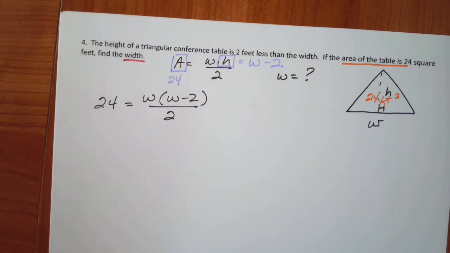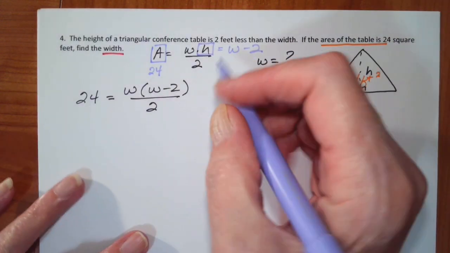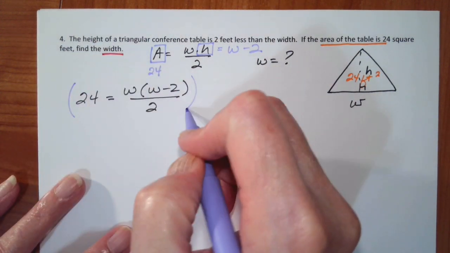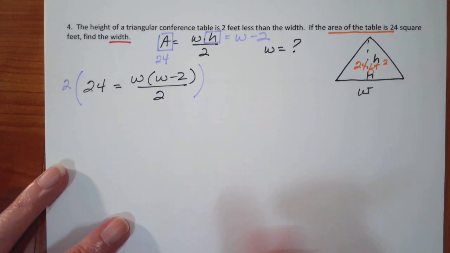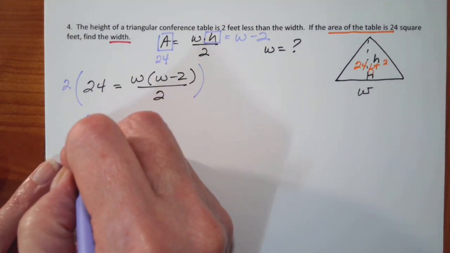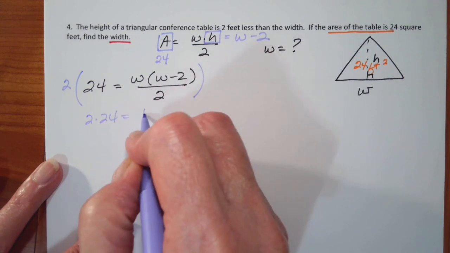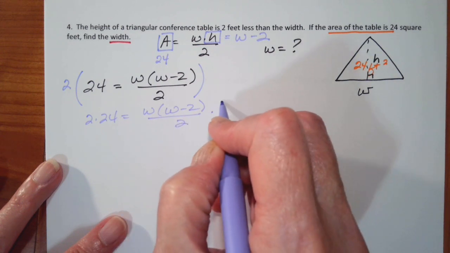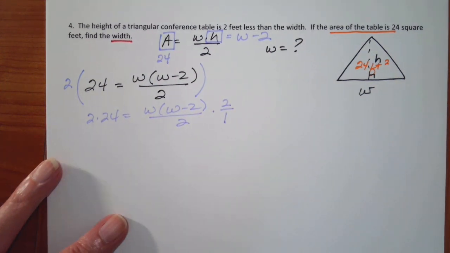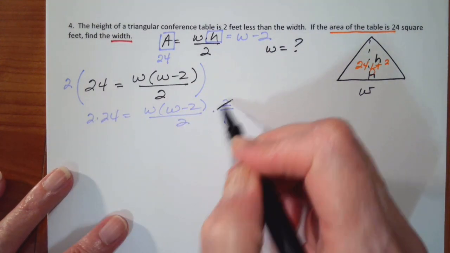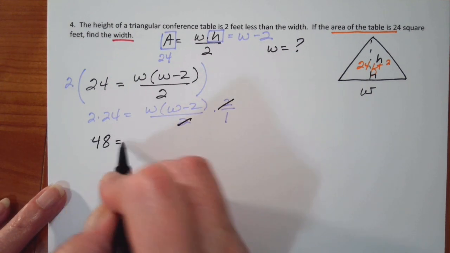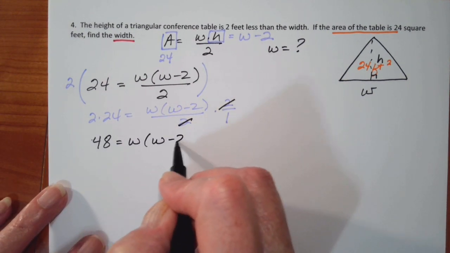All right, now, we don't like fractions. I know we don't. So remember, I can multiply by the denominator. If I multiply this entire equation by 2, then that will clear the denominator. So 2 times 24 is equal to W times W minus 2 over 2 times 2 over 1. So that cancels out, and I'm now left with 48 is equal to W times W minus 2.